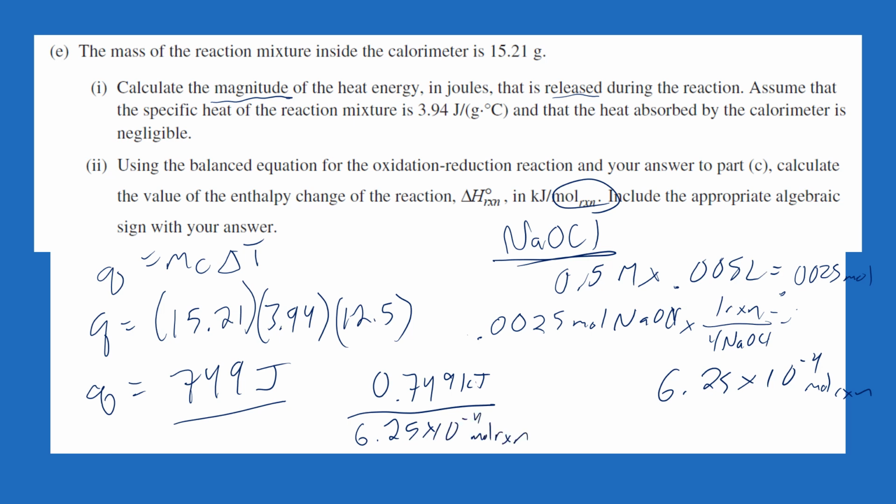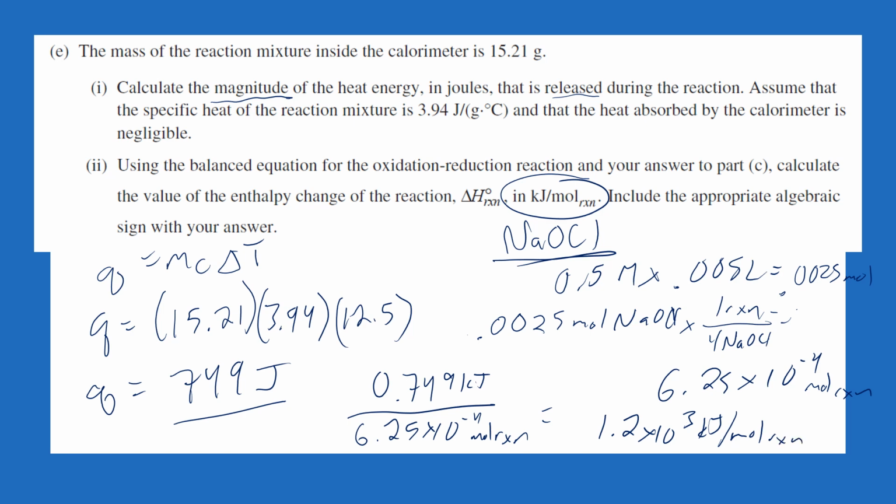And that way we'll get the correct units for our delta H that we're looking for, kilojoules per mole reaction, which we get, let's see, we can get 1.2 times 10 to the 3rd kilojoules per mole reaction. You didn't have to put it in scientific notation.